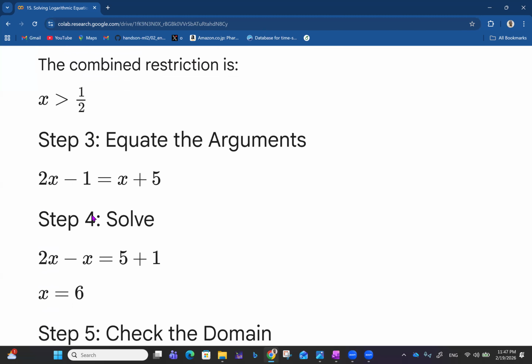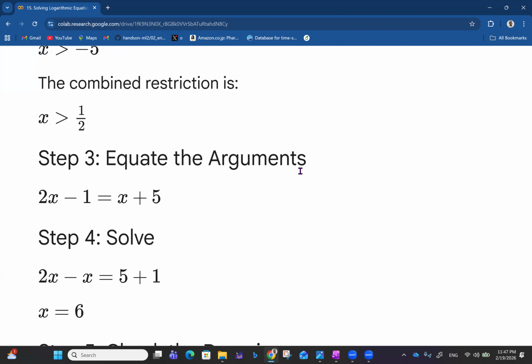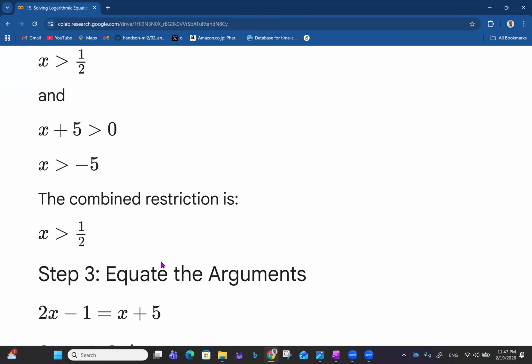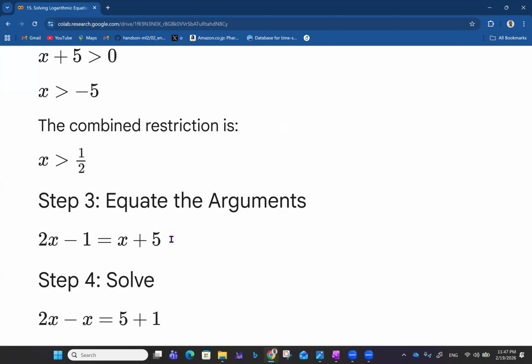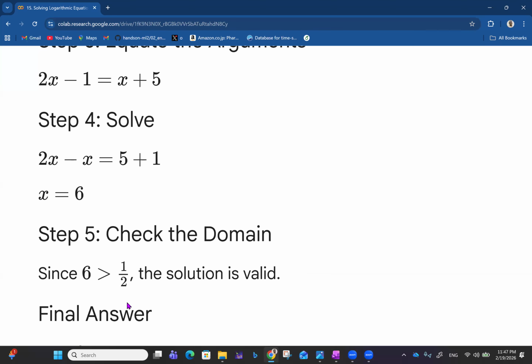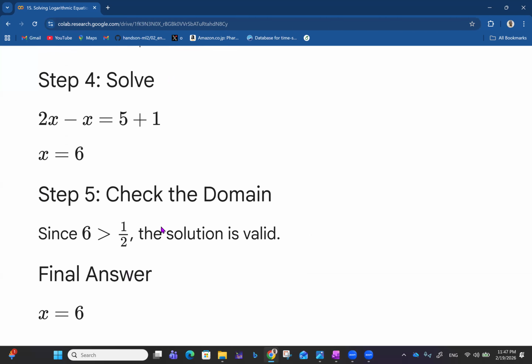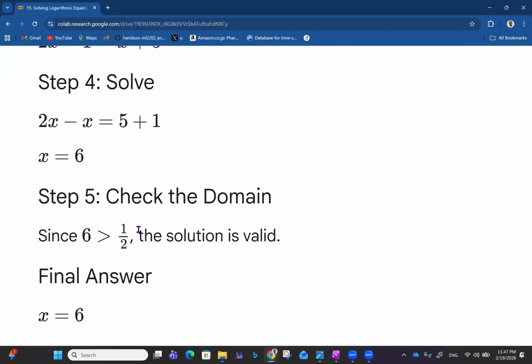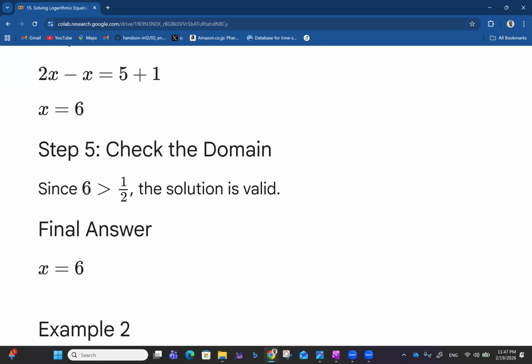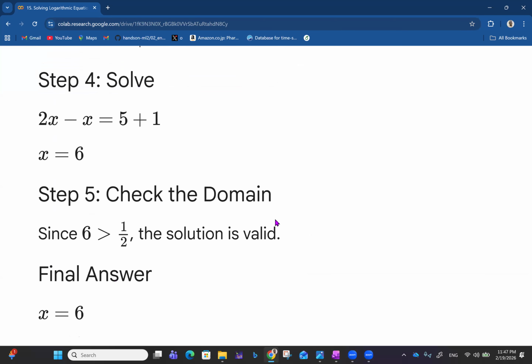So let's go ahead and solve. We can then equate the arguments: 2x minus 1 is equal to x plus 5. Then you can collect like terms. 2x minus x equals 5 plus 1. So that means x is equal to 6. So if you check the domain, the stronger restriction is that x should be greater than half. Okay, and since 6 is greater than half, the solution is valid. And our final answer here is 6.